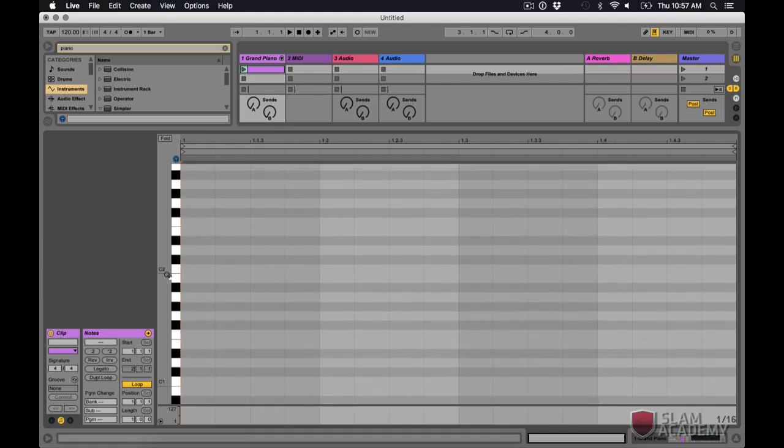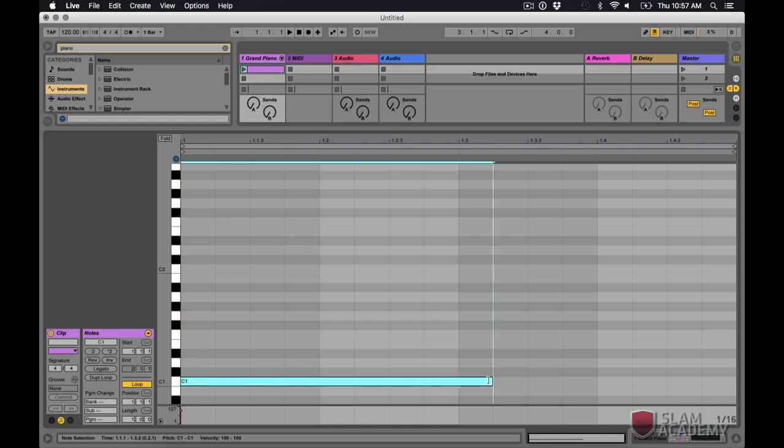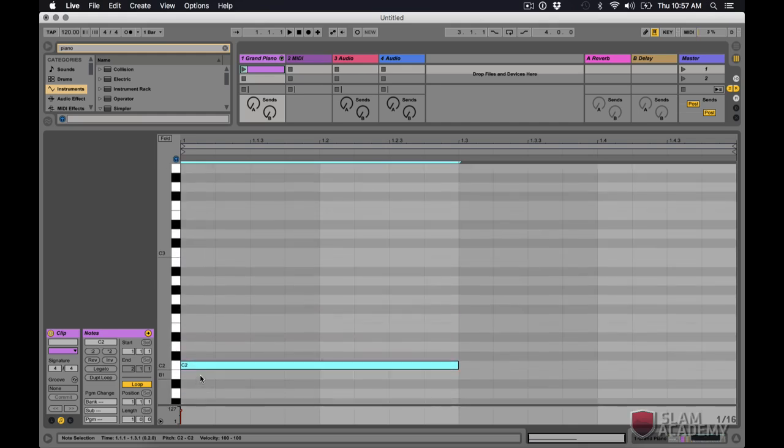Okay, so I'm just going to get us started by writing in our major scale. So let's start on C. Let's make a nice long C, let's make it 2 beats long. And let's maybe go up an octave, just because I'm in that kind of mood. We don't want to hear it too low right now.